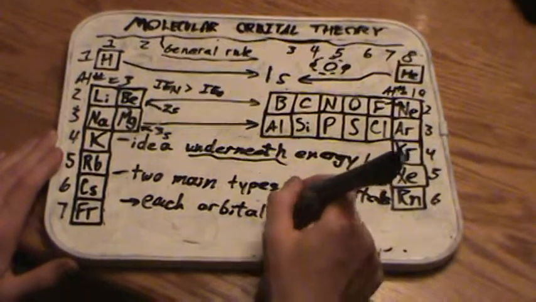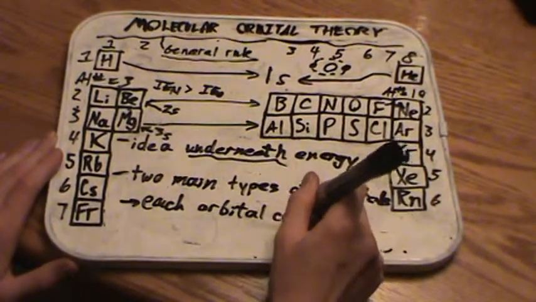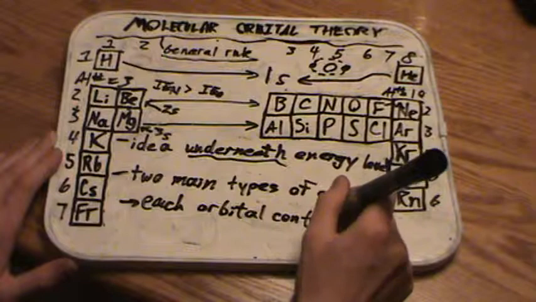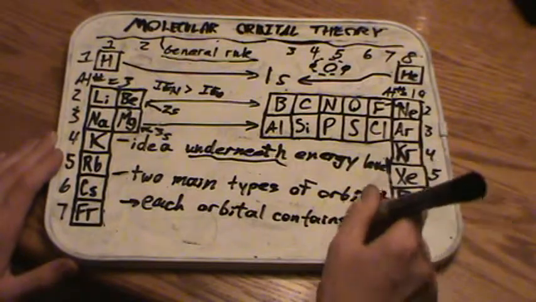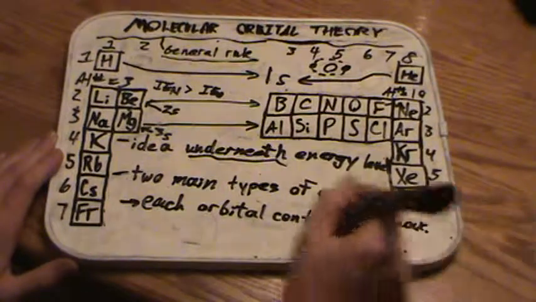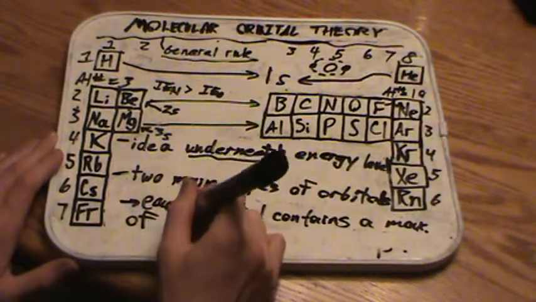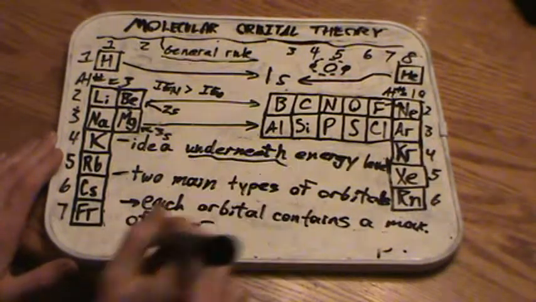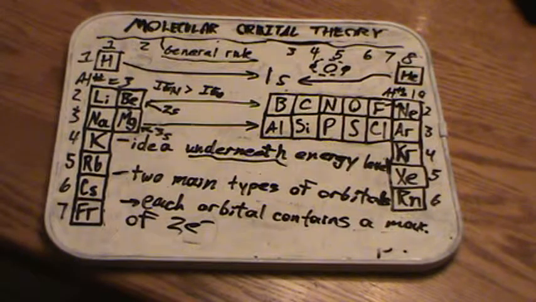Each orbital contains a max of 2 electrons. Okay, and I hope you are still following this video, because it has gotten a little bit more complicated than all of the other ones.